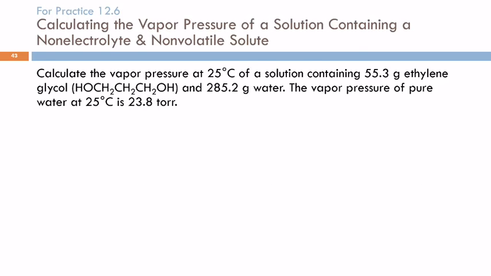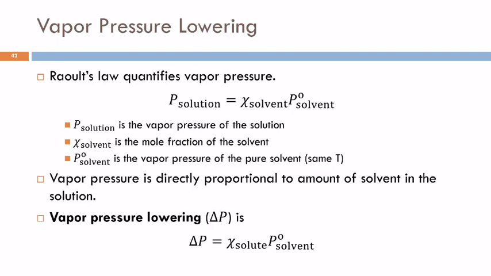Okay, so we need to be able to do problems with this. Calculate the vapor pressure at 25 degrees Celsius of a solution containing 55.3 grams of ethylene glycol and 285.2 grams of water. The vapor pressure of pure water at 25 degrees Celsius is 23.8 torr. If we want the vapor pressure, we're going to use Raoult's law. The vapor pressure of the solution is the mole fraction of the solvent times the original partial pressure of the solvent.